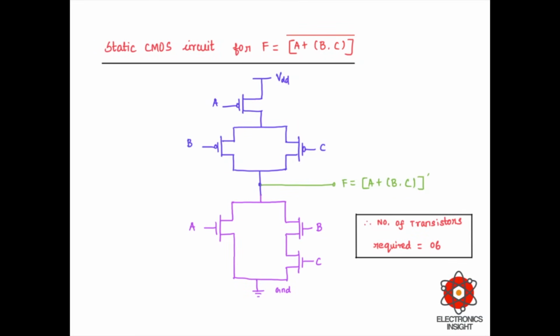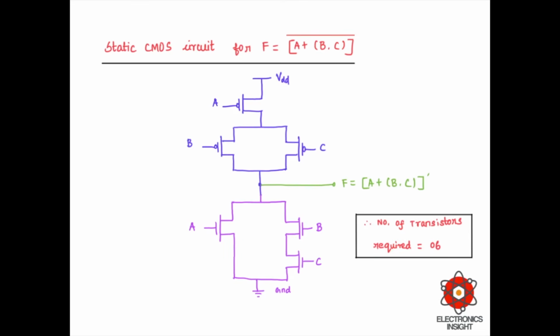This figure shows you the complete static CMOS circuit design for the given expression (A plus B dot C) the whole bar. Here we can note that the source of PMOS is connected to VDD, the source of NMOS is connected to ground, and this forms the PMOS network and this forms the NMOS network. Combining the pull-up network and the pull-down network, we obtain (A plus B dot C) the whole bar, which is the complete static CMOS circuit design.